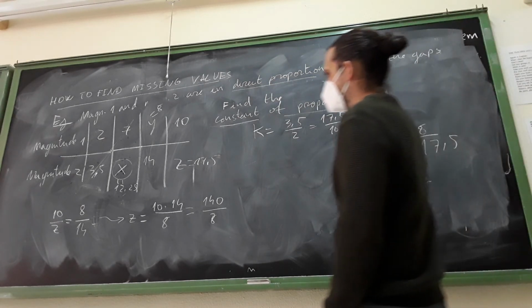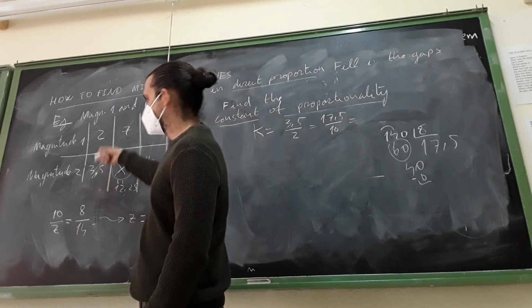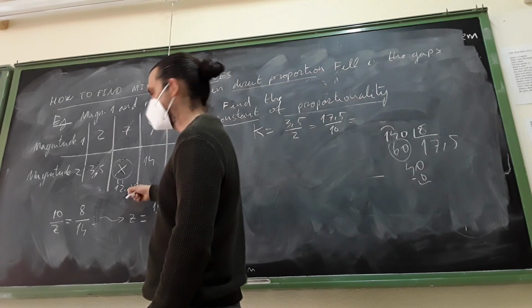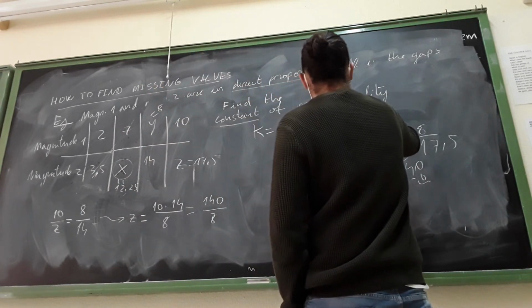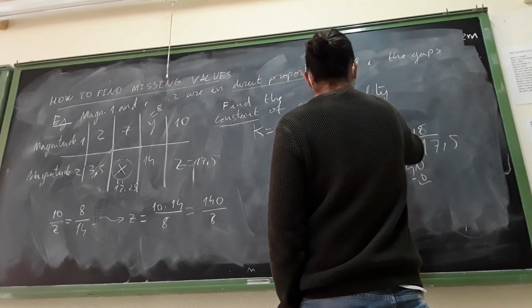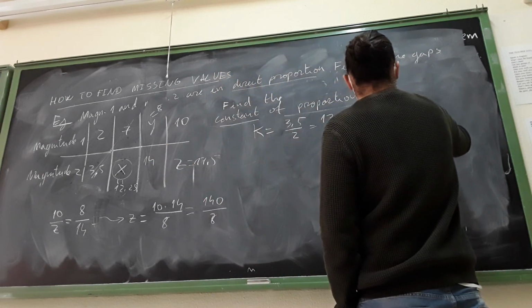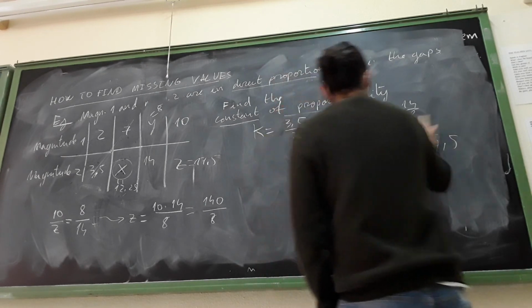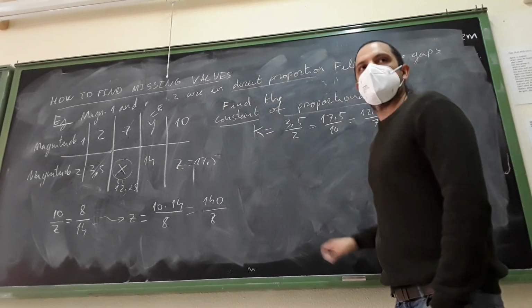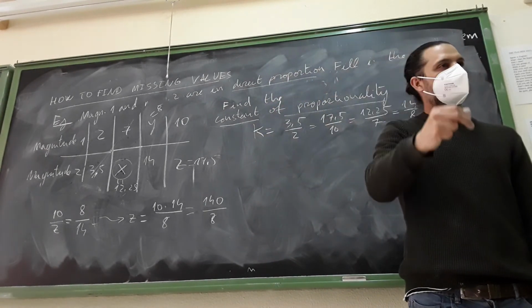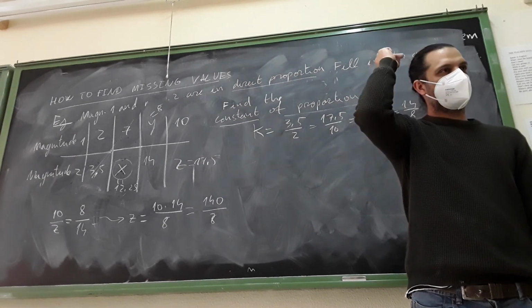Let me write one of them. We can find it. Second divided by first. 12.25 divided by 7. Or second divided by first. 14 divided by 8. La constante de proporcionalidad, chicos, es el cociente de una magnitud entre la otra. Un valor de una magnitud entre el valor correspondiente de la otra.